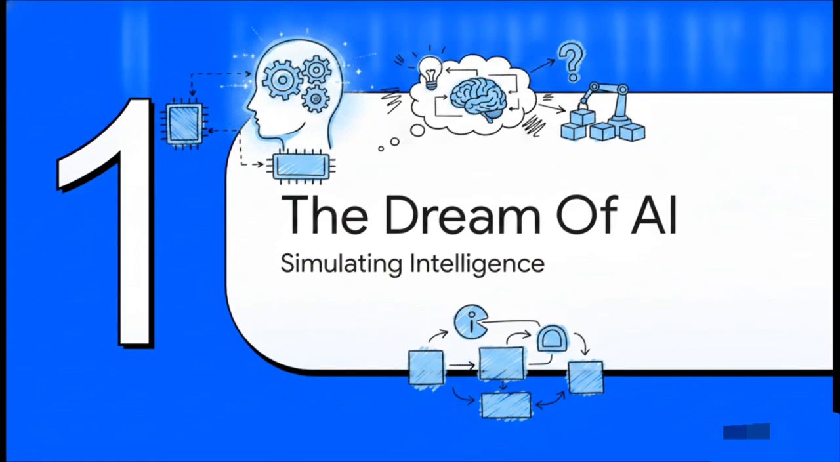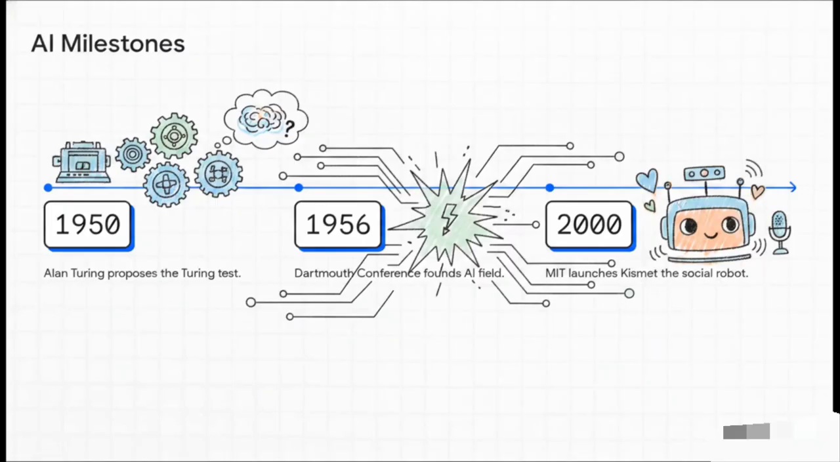Part 1, the dream of AI and simulating intelligence. You see, the original scientific goal wasn't just to make a faster calculator. It was about simulating human intelligence inside a machine, giving it the genuine ability to learn and reason. To really understand the making of AI, we've got to look back at how those early theoretical blueprints became reality. Back in the 1950s, computers were basically just large-scale math machines.